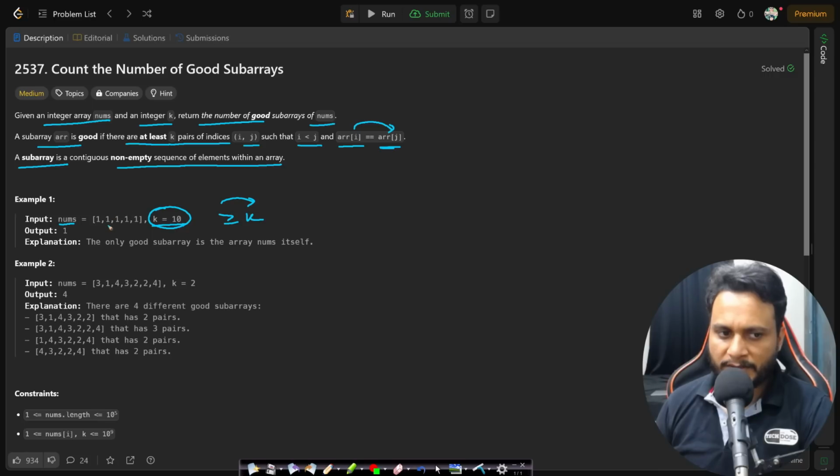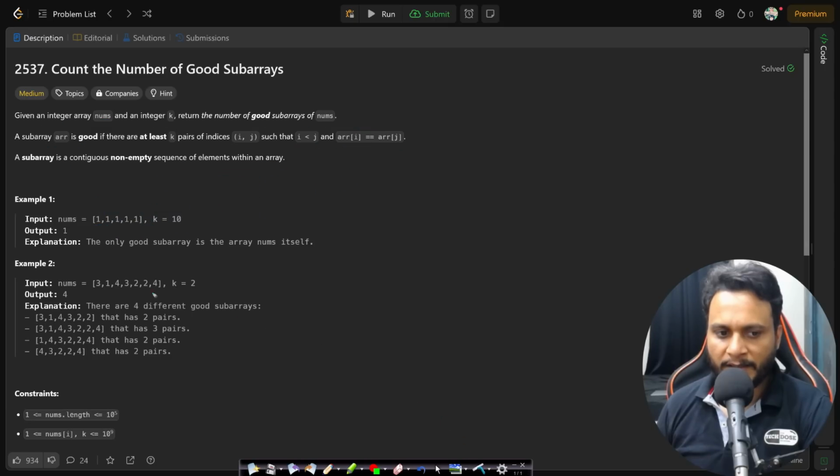So there is only one such subarray, which is this entire array, where the first item will be forming 4 pairs. The second item will be forming 3 unique pairs. Similarly, the third item will be forming 2 pairs and the last item only 1 pair. So if you add up 4 plus 3 plus 2 plus 1, that comes out to 10, which is greater than or equal to your given value k, right? So this is a good subarray, and there is only one good subarray in this case.